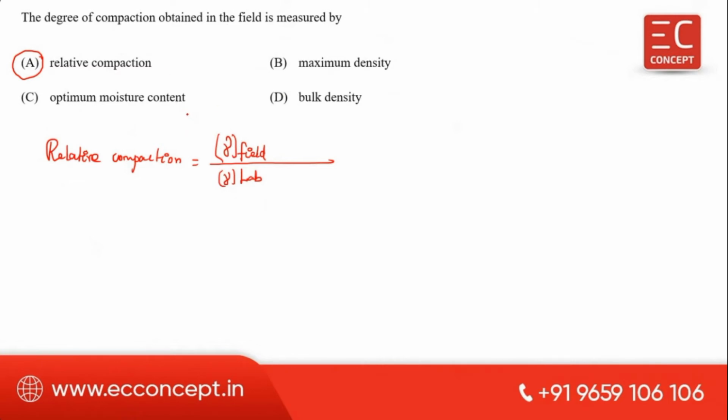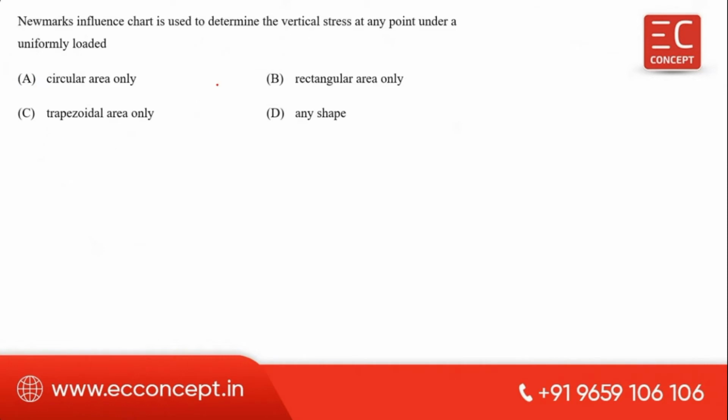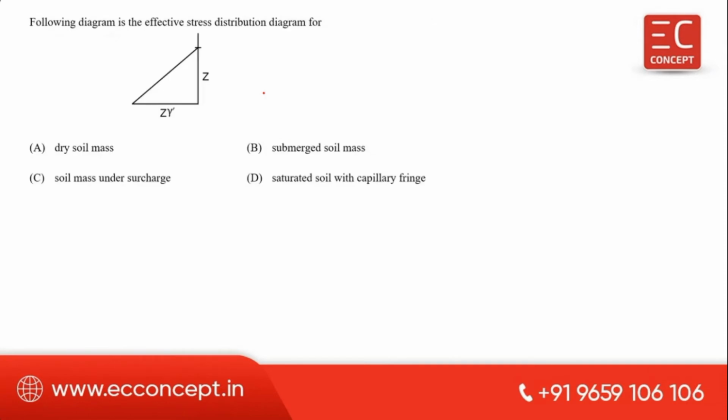Okay. And the next one: Newmark's influence chart is used to determine the vertical stress at any point under a uniformly loaded area of any shape. Newmark's method can be used for any shape of the footing. Okay, next one. The following diagram is the effective stress distribution diagram for dry soil, submerged soil, soil mass under saturation, soil mass with the capillary fringe. So the answer for this question is submerged.